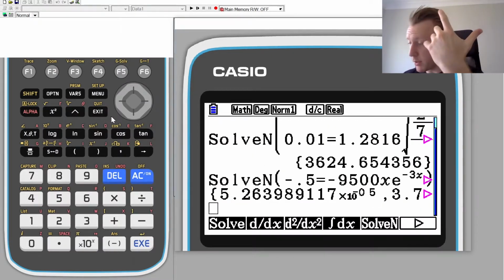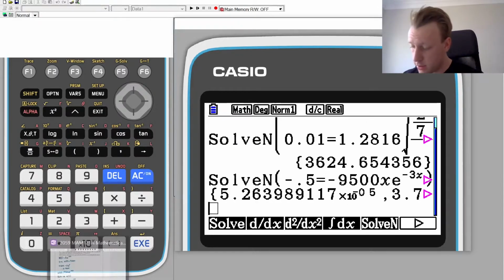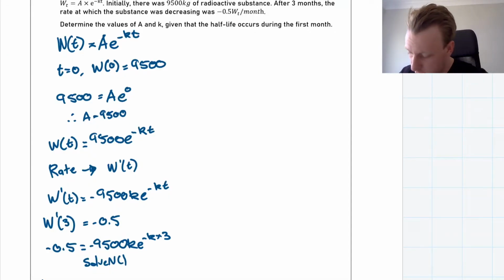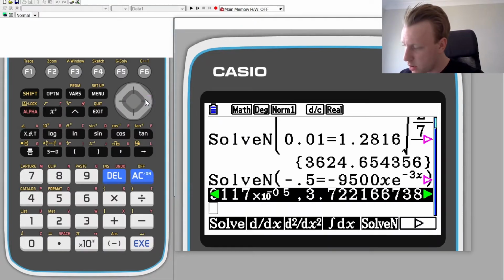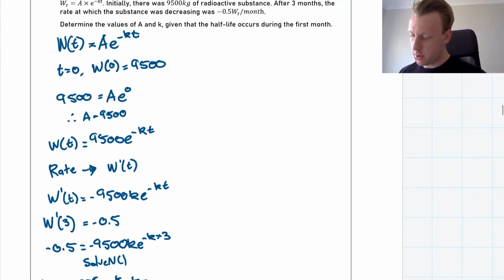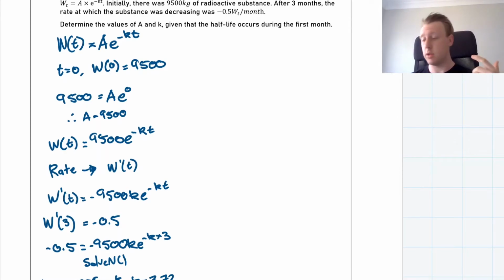Okay, so we get 2 solutions here. So we get K equals 0.00005 and K equals 3.72. Okay, so in this case, you're probably going to accept a solution and you're going to reject a solution.